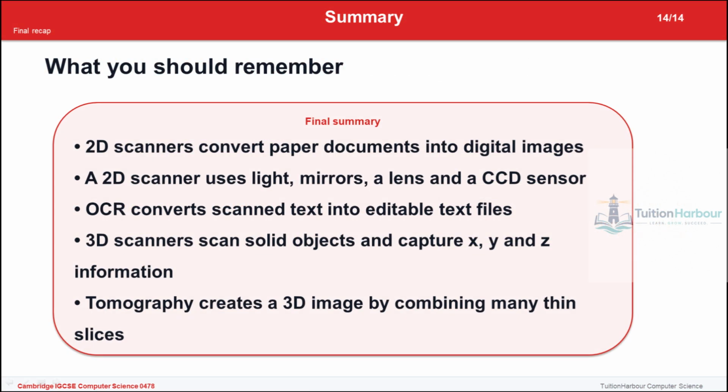Summary. A 2D scanner converts flat documents into digital images. OCR can convert scanned text into editable text. A 3D scanner captures solid objects using three coordinates. Tomographic scanners create 3D images by combining many thin slices.